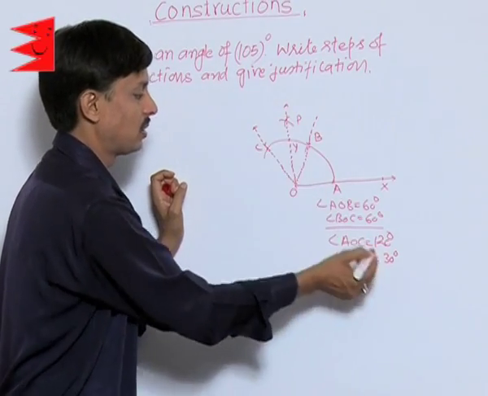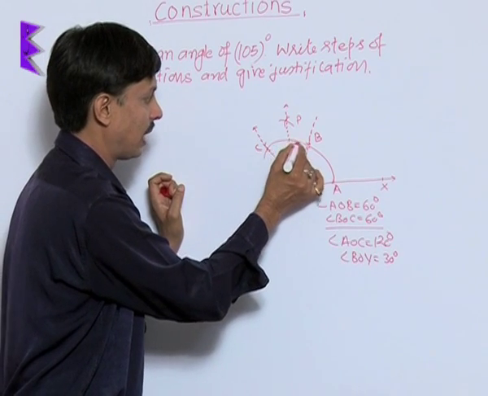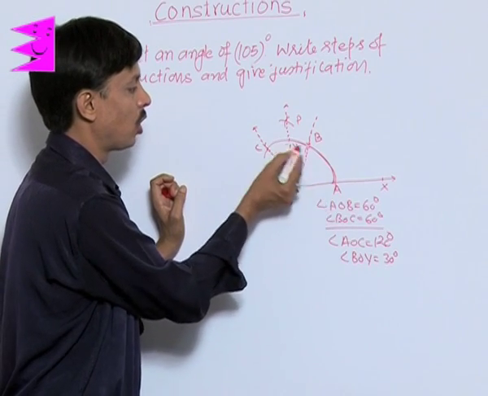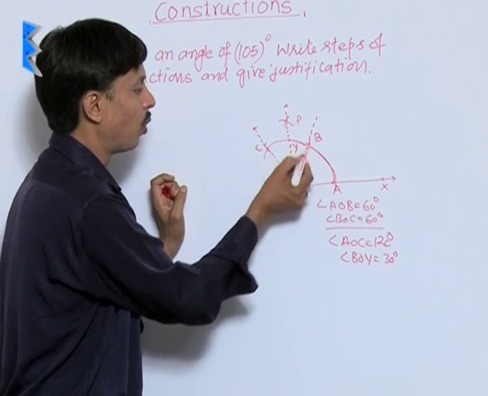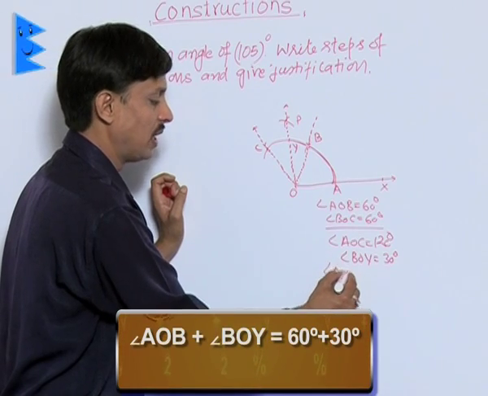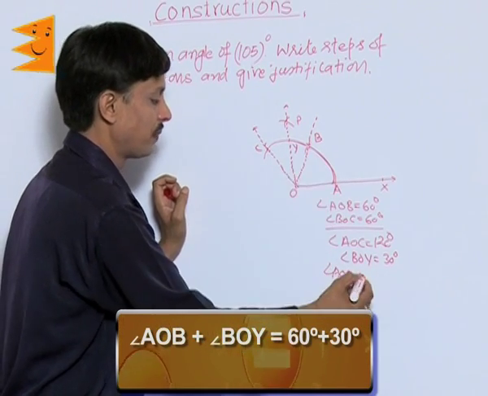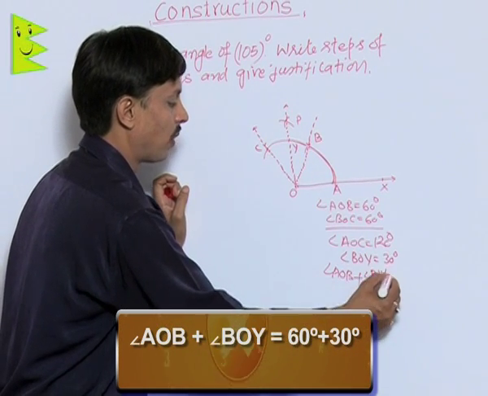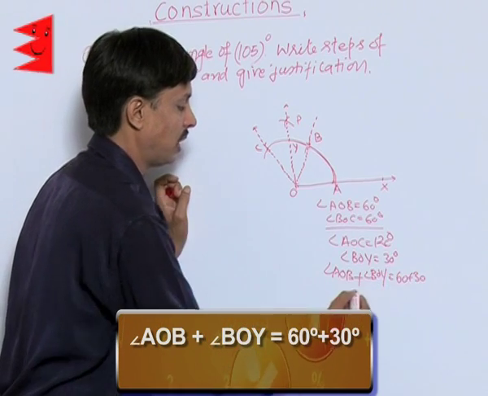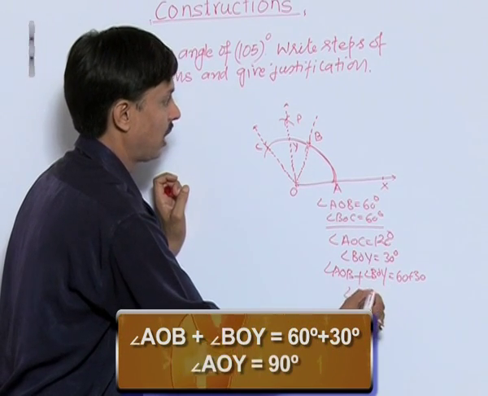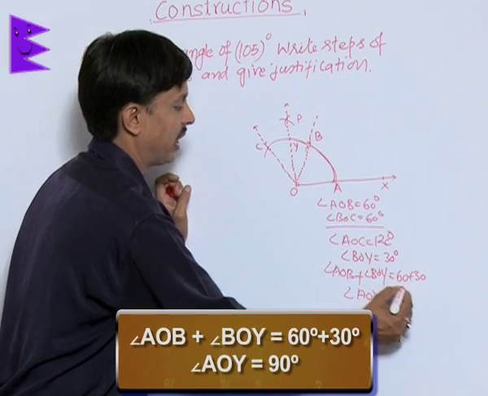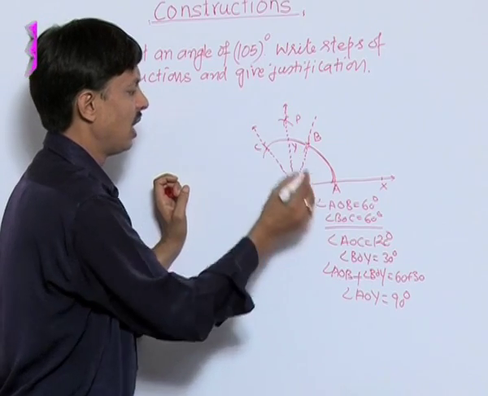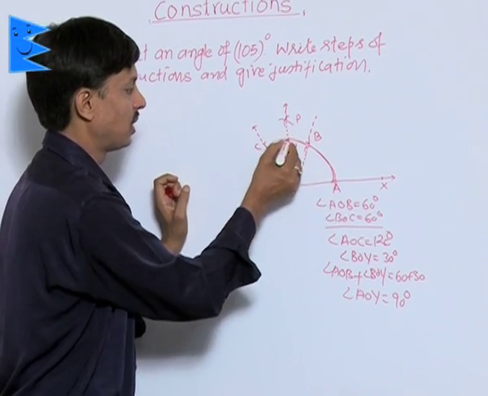Same angle is 30. If this 30 degree angle is clubbed with this angle, this means what? This means your angle AOB is 60 and angle BOY is 30. Angle AOY is equals to 60 plus 30. That's why I can say angle AOY is equals to 90 degree. This angle AOY, this is 90 degree.